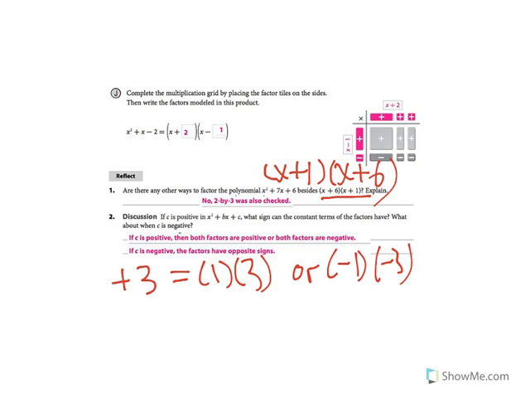If c is negative, the factors have opposite signs. So for example, if we have a negative 5, that means the positive 1 times a negative 5 or a negative 1 times a positive 5. Okay? Let's go on to number 11.